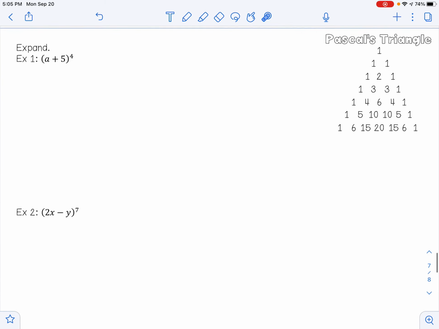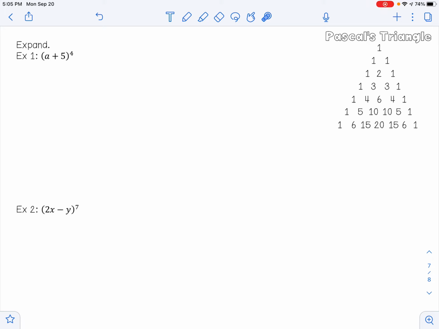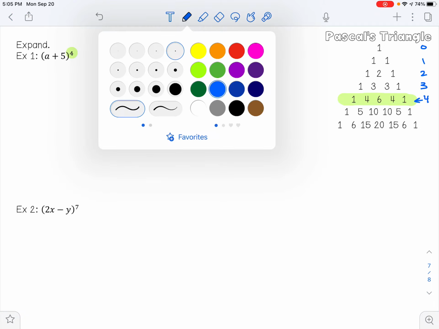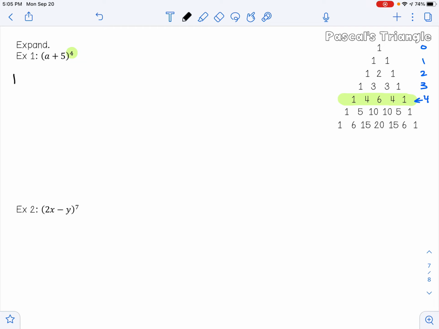So let's try these with actual examples. In example 1, I have a plus 5 raised to the 4th power. Because my exponent is 4, I'm going to this row right here. Remember, over here, this is if I had something raised to the 0th power, 1st power, 2nd power, 3rd power, 4th power. So that's why I'm using this row. My coefficients are going to be 1, 4, 6, 4, and 1. I'm adding, so I'm going to have a plus sign.